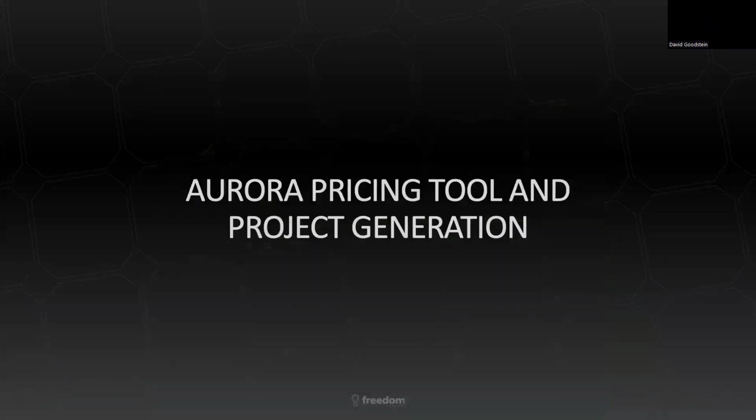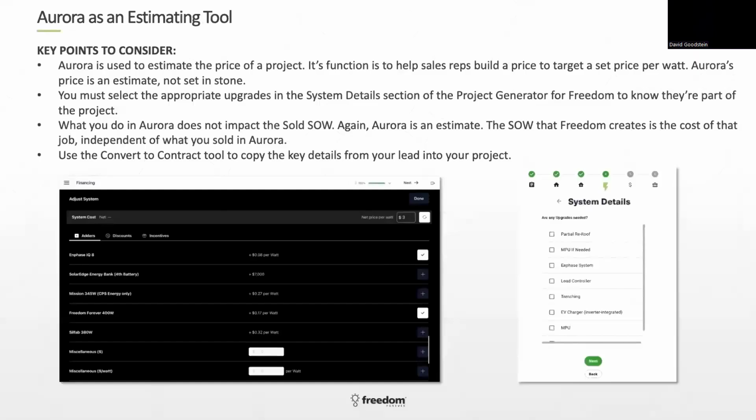So first things first, let's talk about Aurora's cost estimating tool. The main thing that we want to stress here from the jump is what role Aurora's tools play in your project. So here are some of the key points that we want everyone to remember when using Aurora. So key point number 1, Aurora is an estimating tool. The options that you choose in Aurora do not transfer over to your project when you convert to contract.